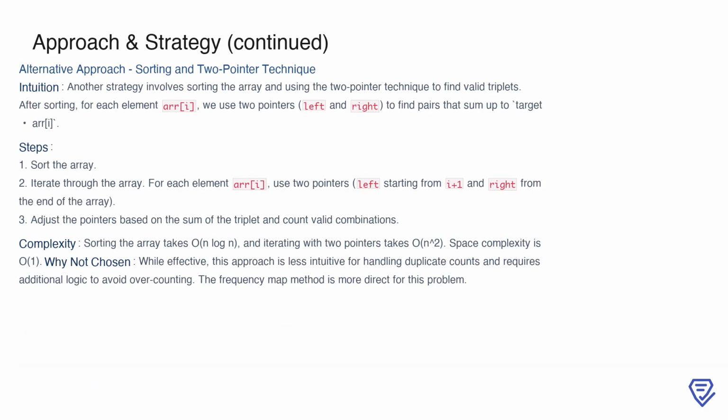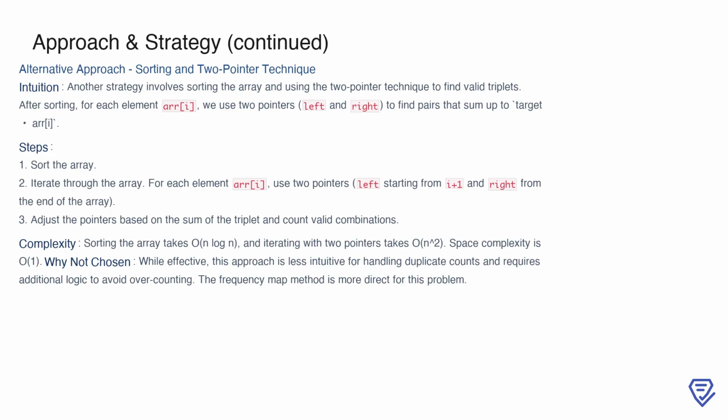An alternative strategy involves sorting the array and using the two-pointer technique to identify valid triplets. After sorting, we iterate through the array, and for each element, we use 2 pointers, one starting just after the current element and the other at the end of the array. The idea is to adjust these pointers based on the sum of the current triplet, moving them inward to find combinations that match the target. This method has a time complexity of n log n for sorting and n squared for iterating and adjusting the 2 pointers, with a space complexity of 1.